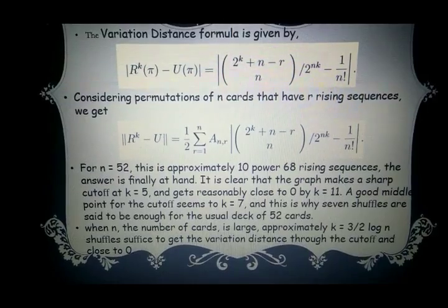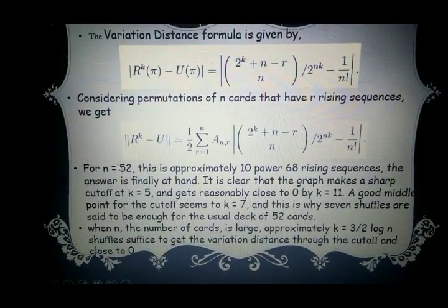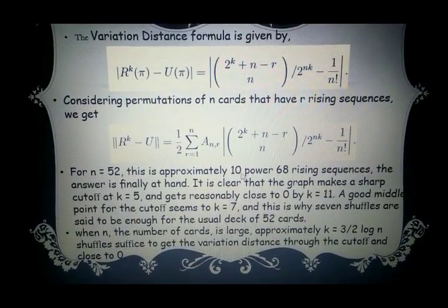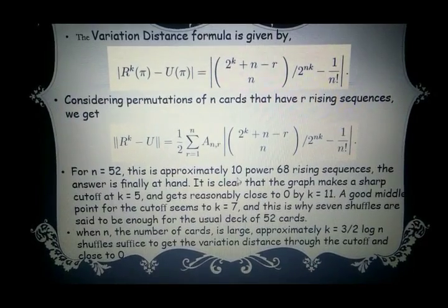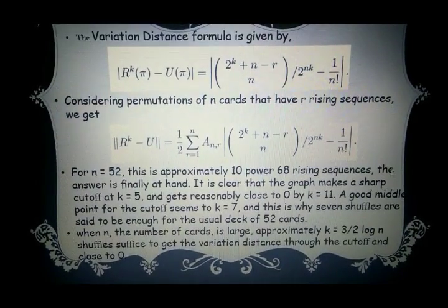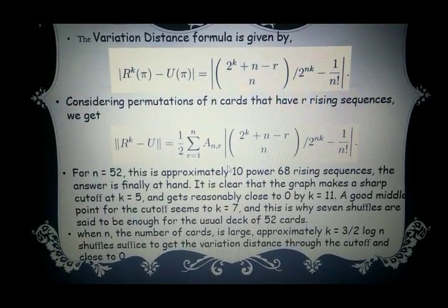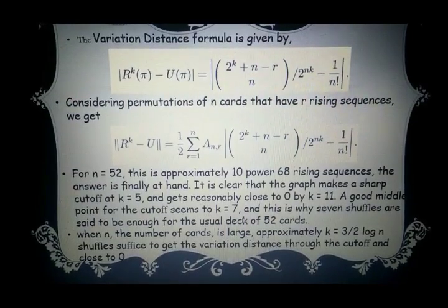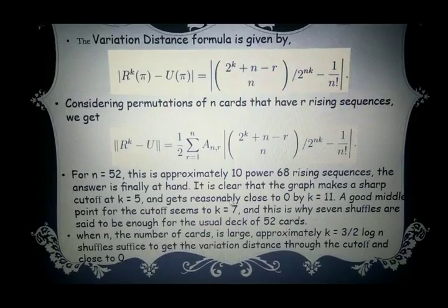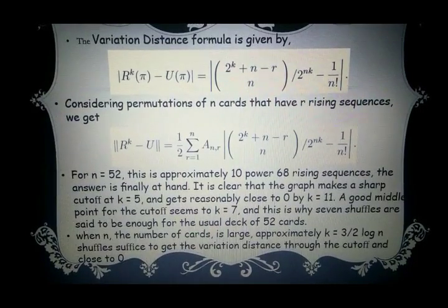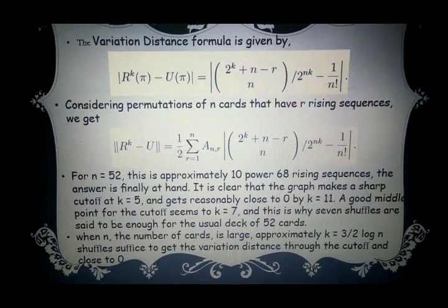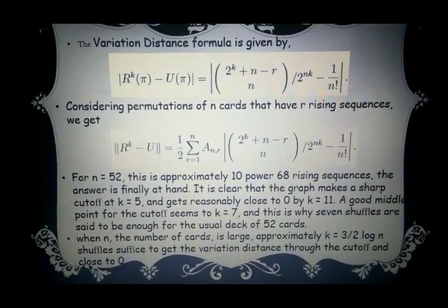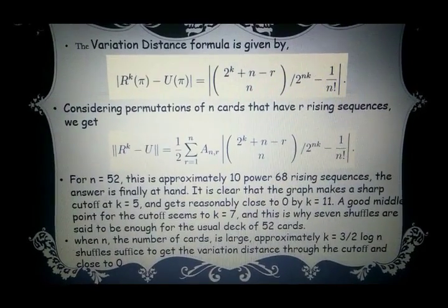Using computer simulations, we carried out an experiment to calculate the variation distance. We considered a 52 card deck, and when we did the shuffling many times, we found 10 to the power 68 rising sequences. When we plot a graph based on this result, when k was 7, that is, the number of shuffles was 7, we saw a very good point on the curve. So we concluded that 7 shuffles are sufficient to shuffle a deck of 52 cards, which gives a very good value.